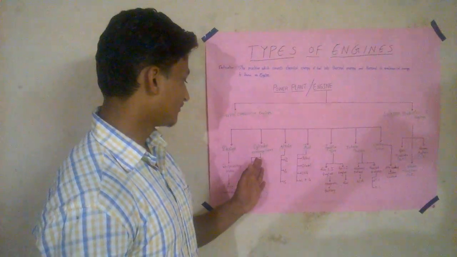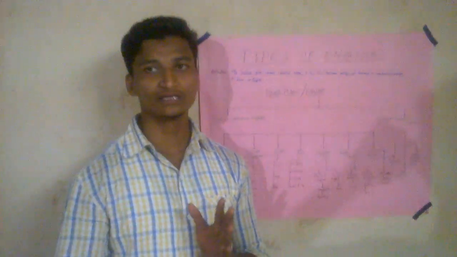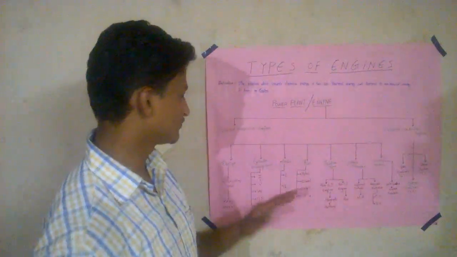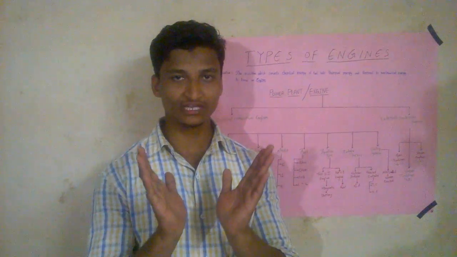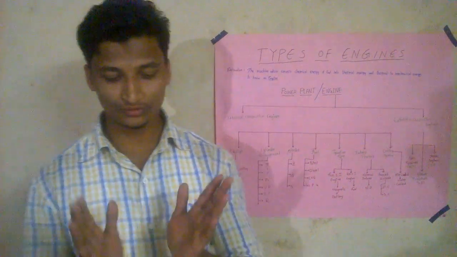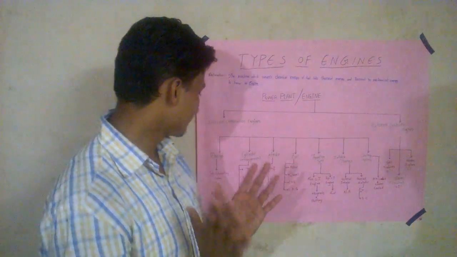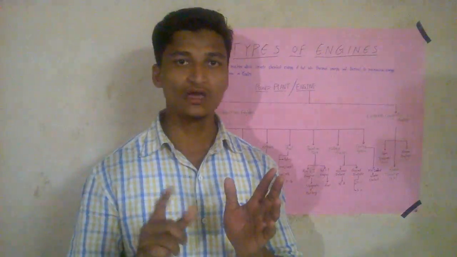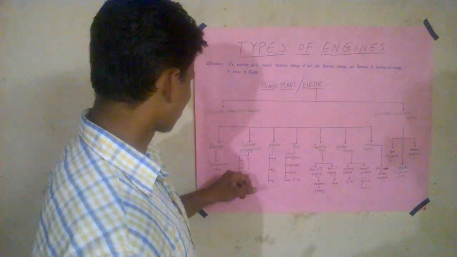The first one is the I engine. I means inline engine, where more than one cylinder is kept in an inline manner. Next we have V. A V-type engine means the cylinders are kept in a V shape, with two cylinders at each side. The angle between these two cylinders will be 90 or sometimes 60 degrees, according to the manufacturer.